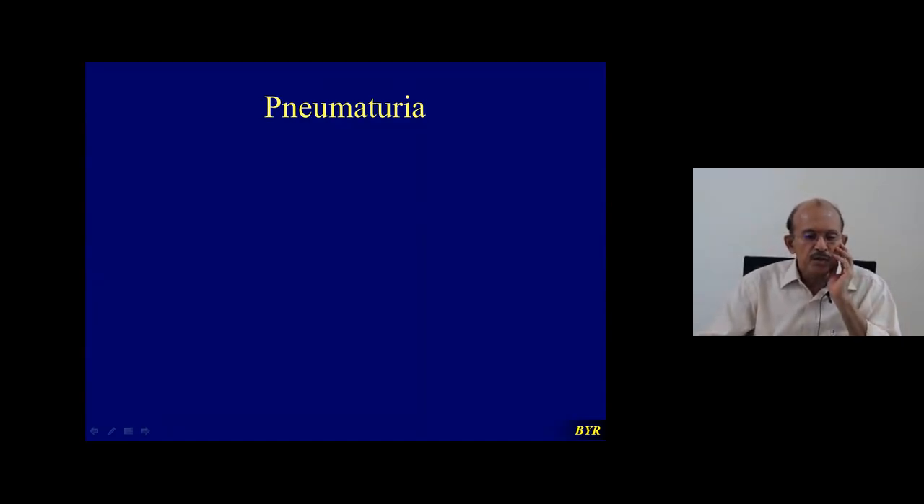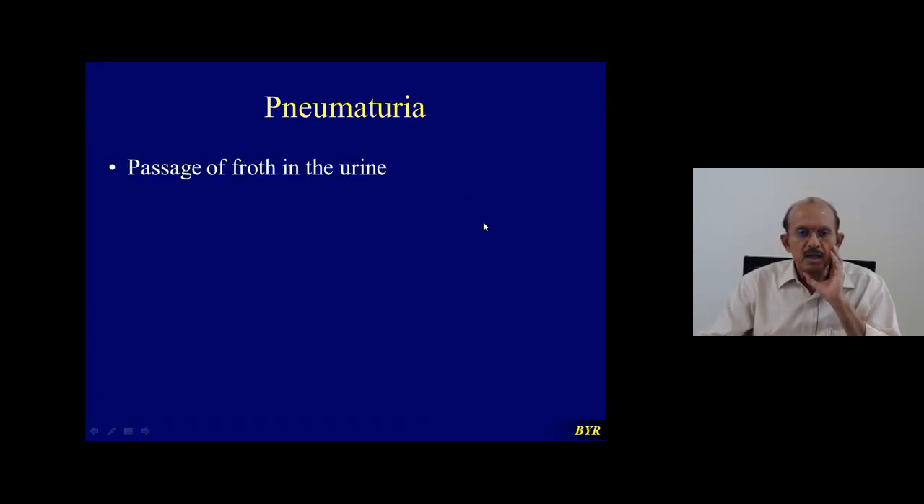Experience of air in the urine. So patient will pass froth in the urine. Can you tell me the examples for the pneumaturia? Okay, due to fistula formation.